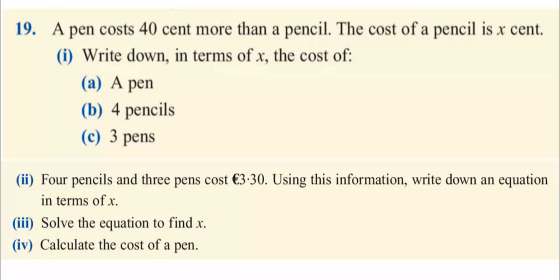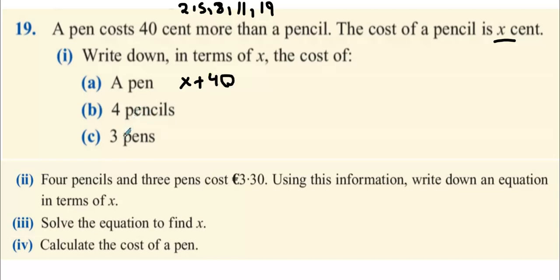So far we've done questions 2, 5, 8, 11. Now we're going to move up to 19, okay? And we're going to see what we're doing here. A pen costs 40 cents more than a pencil. If the cost of the pencil is x cent, write down in terms of x the cost of a pen. Well, the cost of a pen must be x plus 40.